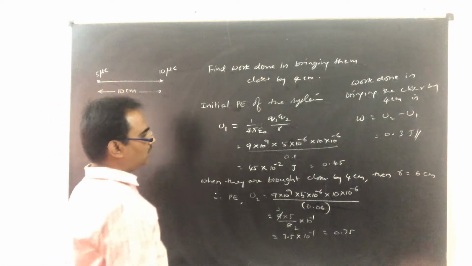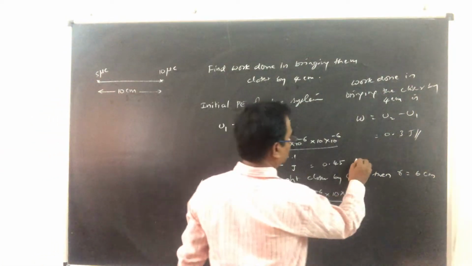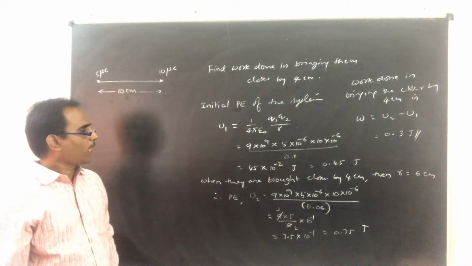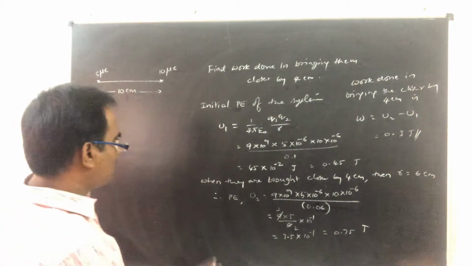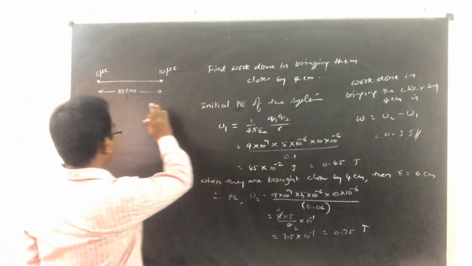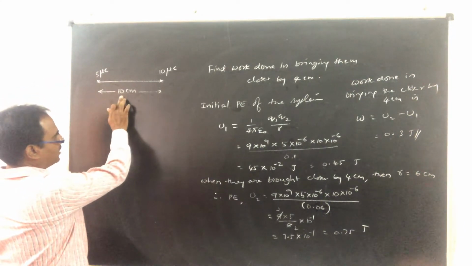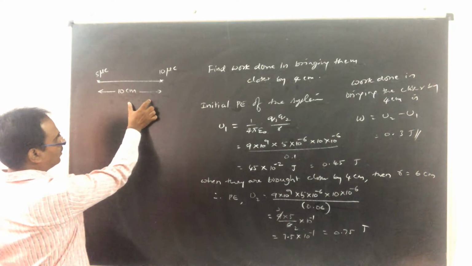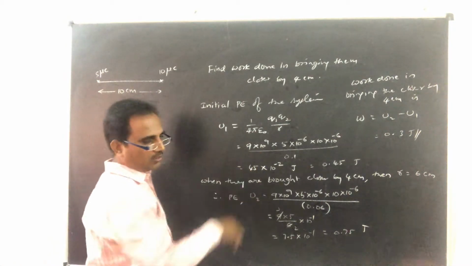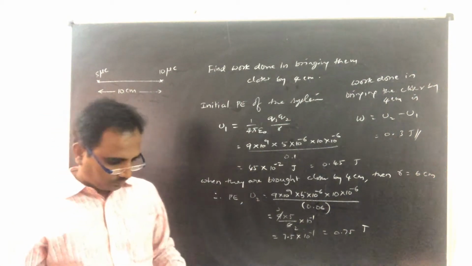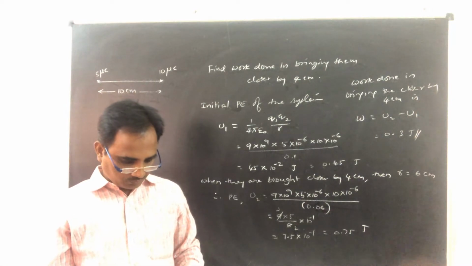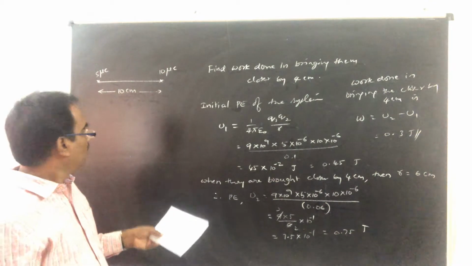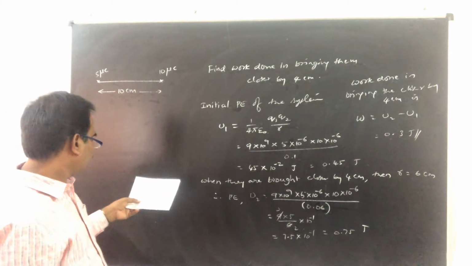So you check these numerical values, and this is the procedure. So initially they are kept at a distance of 10 centimeter. If they are brought closer by 4 centimeter, then the work done can be calculated by following this procedure. You look at the next problem.